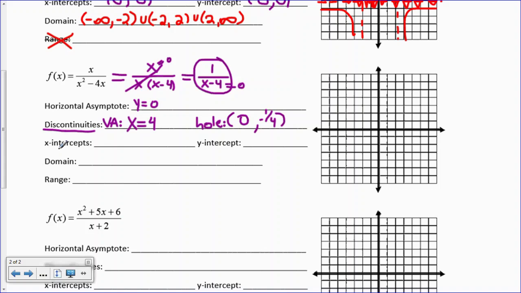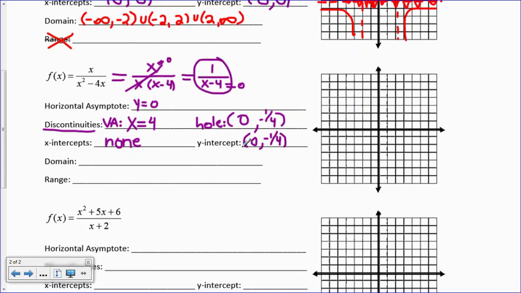The x-intercept is supposed to come from the numerator, but because there are no x's, I do not have any x-intercepts. For the y-intercept, I plug in a 0, and I'd get -1/4. This is a very special situation. You can write this down for a second, but we're not going to be using it.